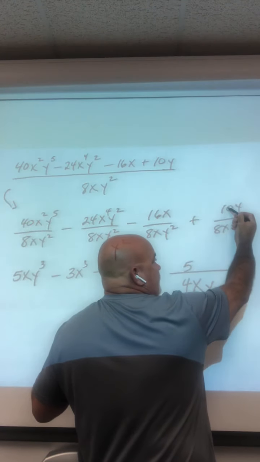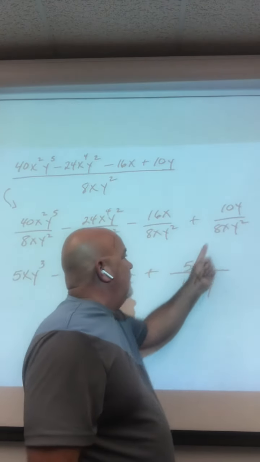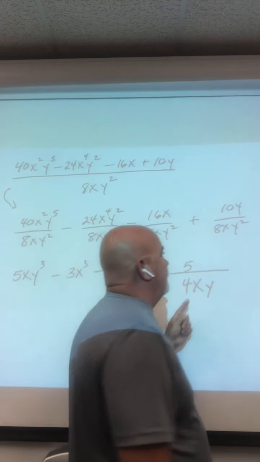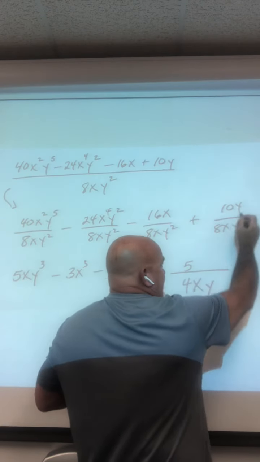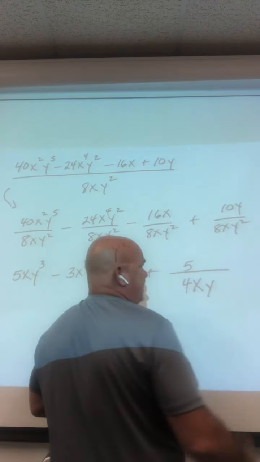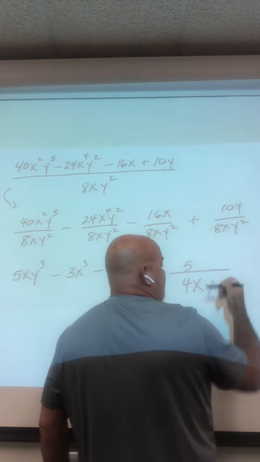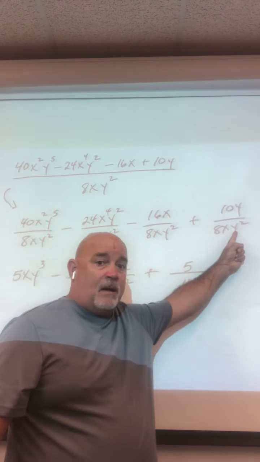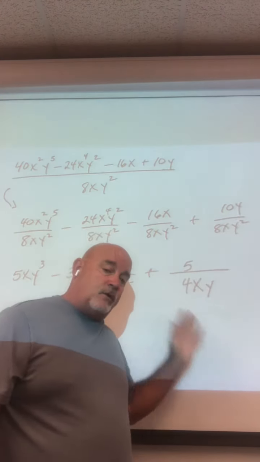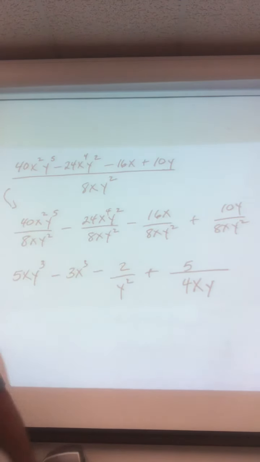10 over 8. 2 goes into both of these. 2 goes into 10, 5. 2 goes into 8, 4. x, there's no x's in the top. That x stays in the bottom. And then this y cancels with the y^2 and leaves y^1. But it's on the bottom because there's more on the bottom than there are on the top. We talked about that in section 5.1. So, as ugly as that answer is, that is the answer to this problem.